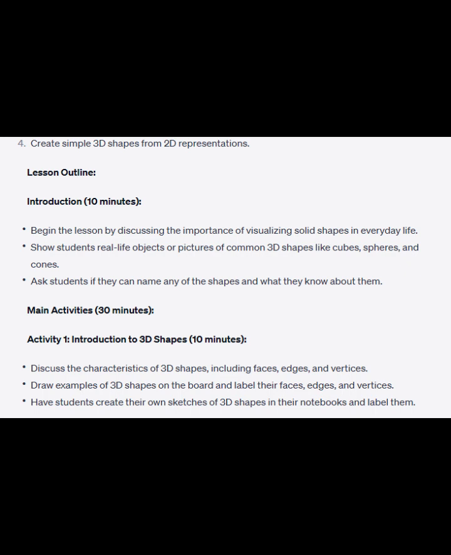Main activities, 30 minutes. Activity 1, Introduction to 3D Shapes, 10 minutes. Discuss the characteristics of 3D shapes, including faces, edges, and vertices. Draw examples of 3D shapes on the board and label their faces, edges, and vertices. Have students create their own sketches of 3D shapes in their notebooks and label them.